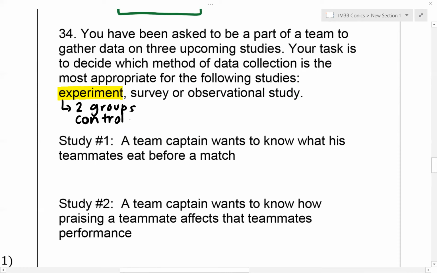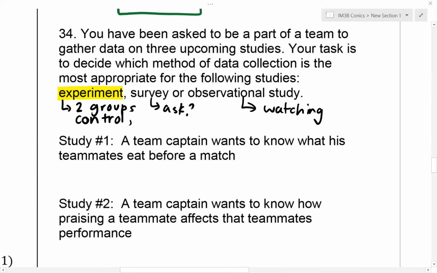And then someone that you give a medicine to. A survey, I think, is self-explanatory. So survey, you're asking questions. An observational study, you're just watching. So you aren't actually asking any questions. You're just looking at something.